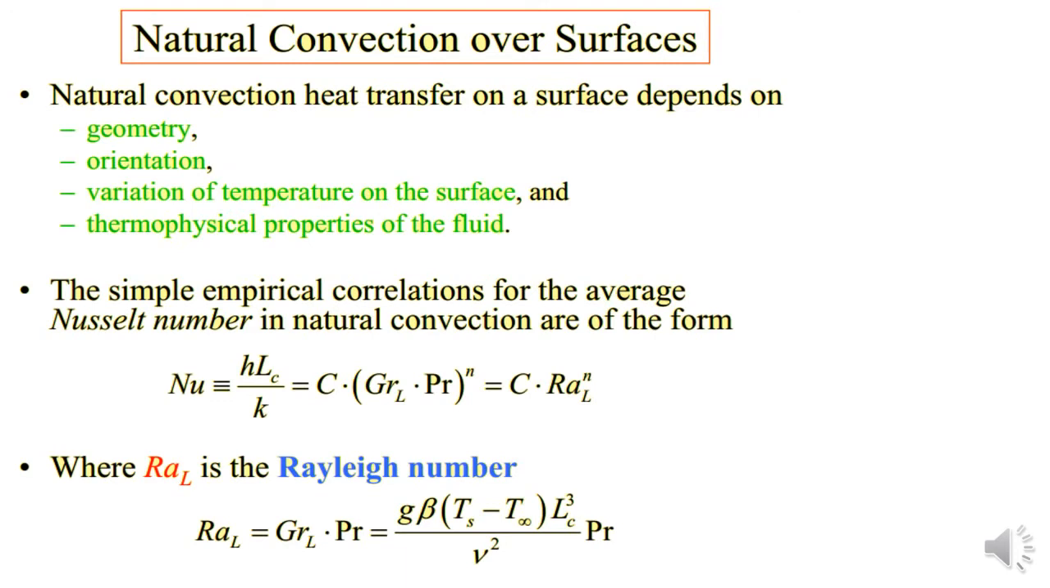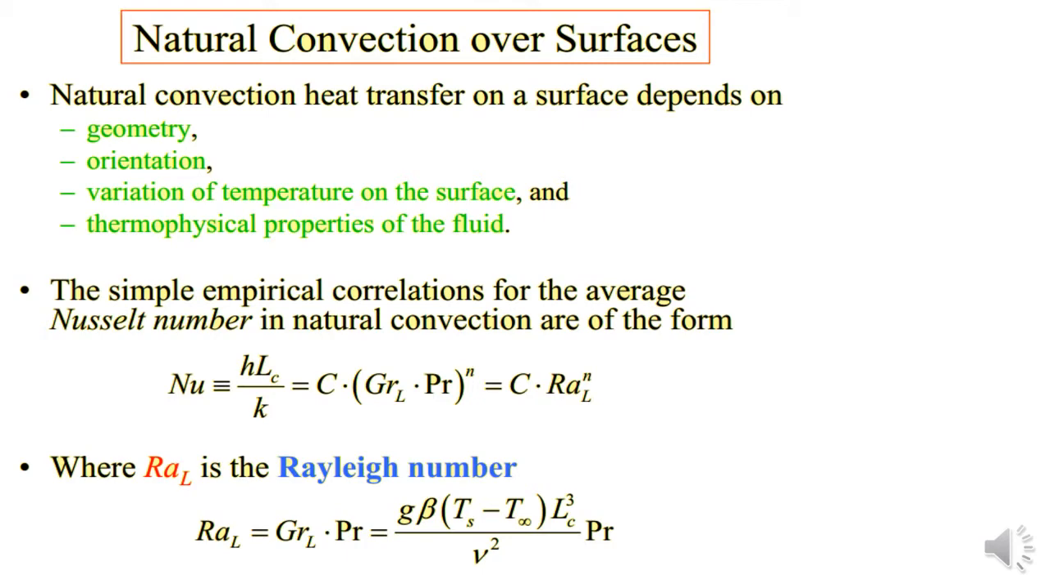Natural convection over surfaces. Natural convection heat transfer on a surface depends on geometry, orientation, variation of temperature on the surface, and thermophysical properties of the fluid. So for natural convection, we need to look into the geometry of the system. Although with the same geometry, a different orientation will be a different kind of thing. And variation of temperature on the surface, and thermophysical properties of the fluid, whether it's in the air or in the water or many other fluids.